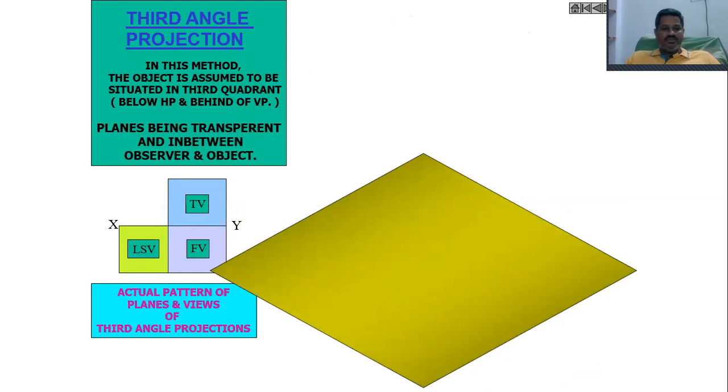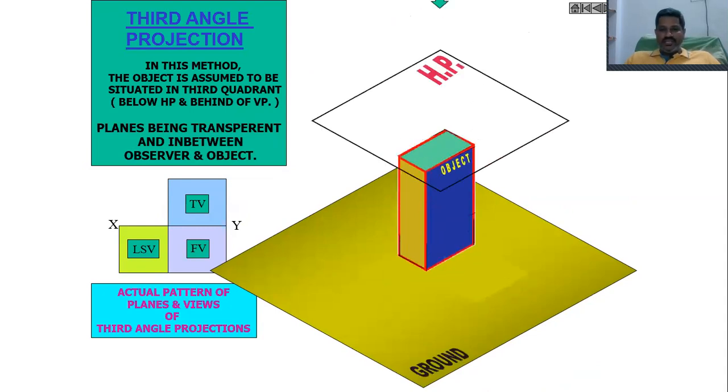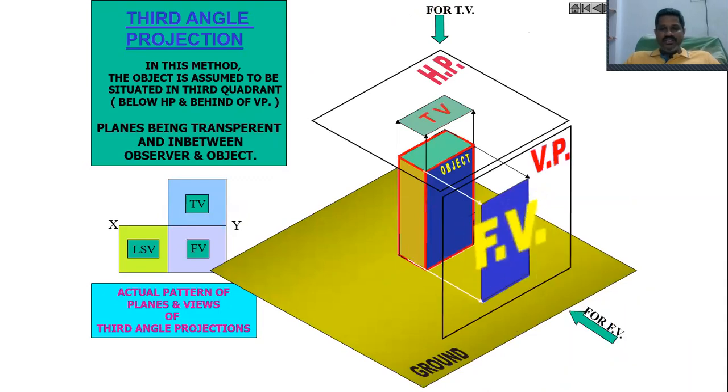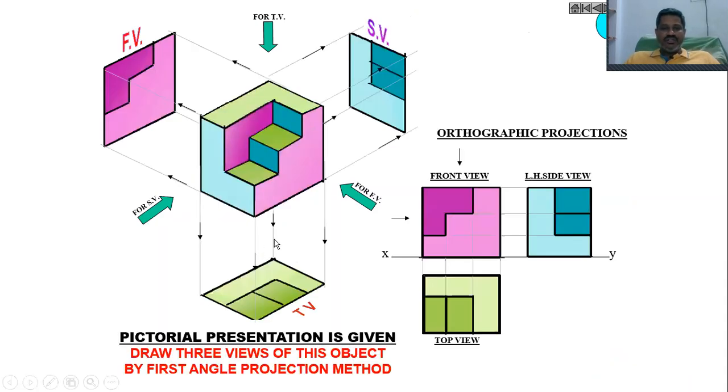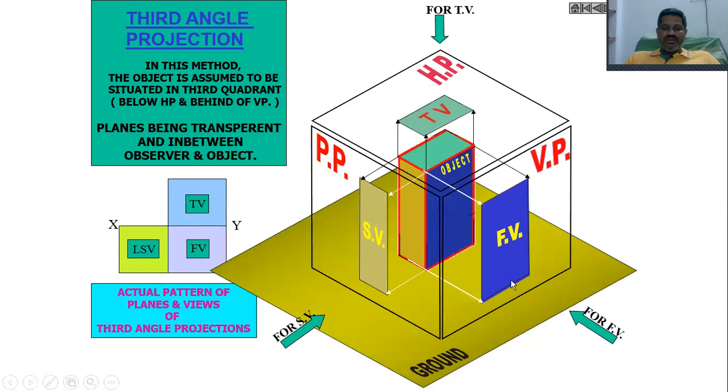What is third angle projection? In the case of third angle projection, the top view will come above the XY line, and the front view will come below the XY line. This we have already seen in our last class. You consider one component in the third quadrant, as you can see.